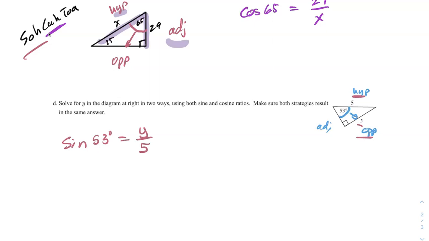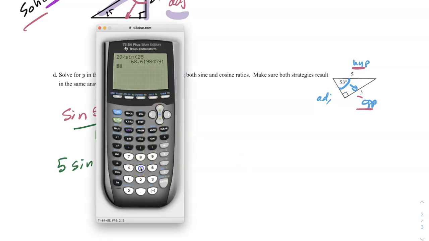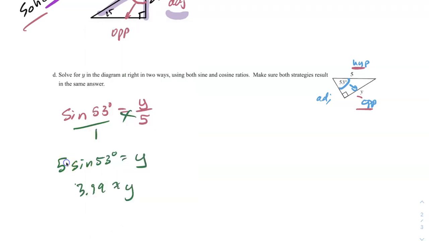Let's cross multiply. 5 sine of 53 equals y. Put that in the calculator. We want to verify that these answers are the same. So 5 sine of 53. So we're going to get an approximate value of 3.99. 3.99 is approximately y.